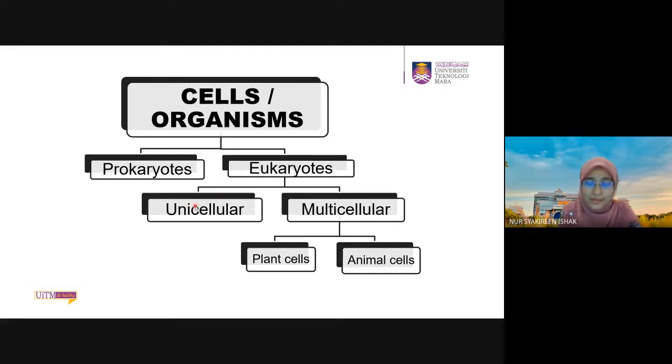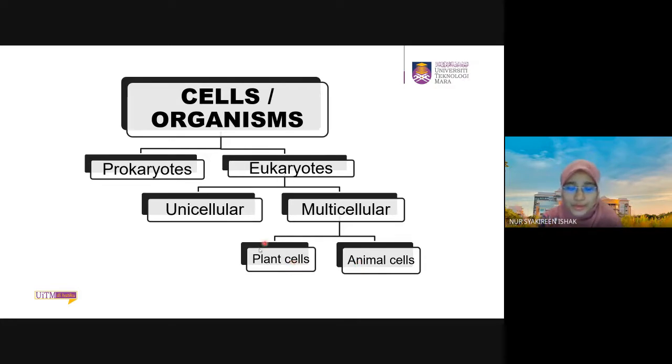They have membrane bound organelles. They have a nucleus, mitochondria, and lysosome. So these are unicellular eukaryotes. And then for multicellular eukaryotes, obviously you have plant cells and also animal cells.